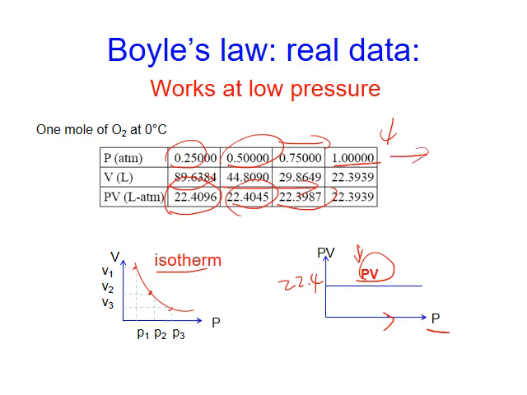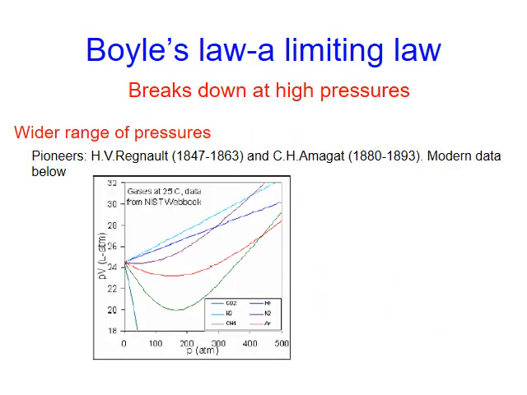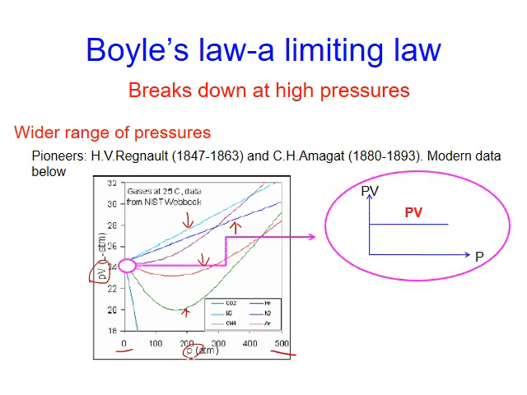What if we increase pressure to very high? What happens to the volume? Here shows a plot of the product PV over pressure with a larger pressure range from 0 to 500 atmosphere for different gases. So this is hydrogen, helium, argon, methane. At low pressure, when pressure approaches 0, if we enlarge it, we can see all gases merge into one curve. As we saw in the last slide, this is about 22.4.